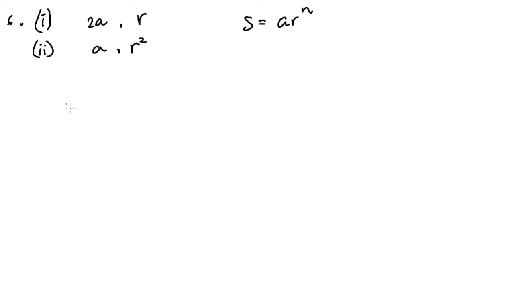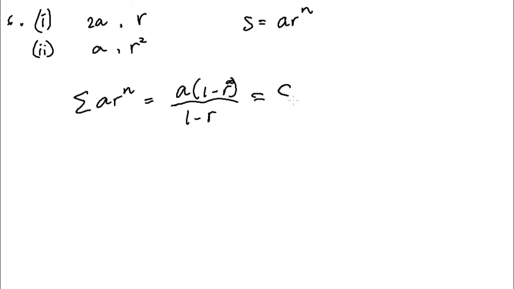Okay, this one looks like it's going to be a horrible one, but it is actually relatively simple if you know how to go around it. So we know that the sum to infinity of a geometric sequence is just a times 1 minus r to the infinity, divided by 1 minus r. So if you use this equation, this whole thing equals s.